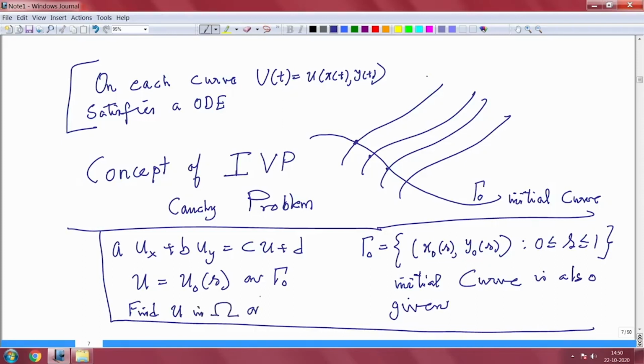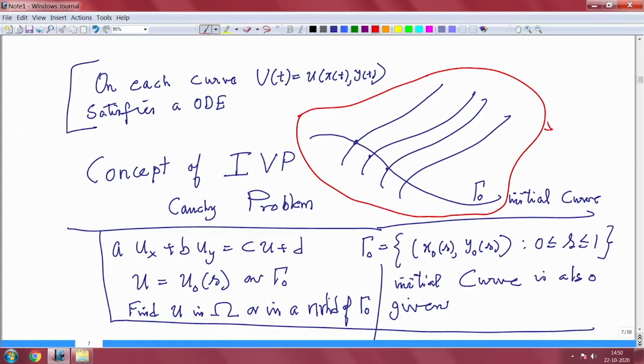So, this is your initial value problem, and the problem is to find u in omega, or in a neighborhood of that initial curve. Is a global solution existing? Find u in the entire domain omega, or find u in a neighborhood of gamma naught. That means you have your domain omega here, your characteristics here, and an initial curve here, and the value of u is given along this initial curve. So, try to find u in the entire domain omega, or if not, at least in a neighborhood of gamma naught.